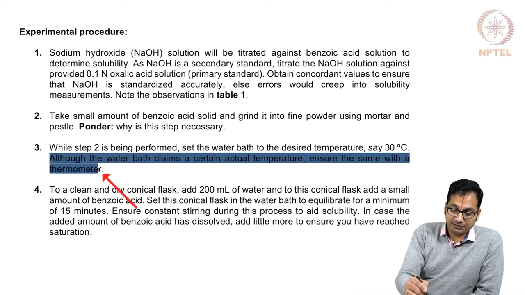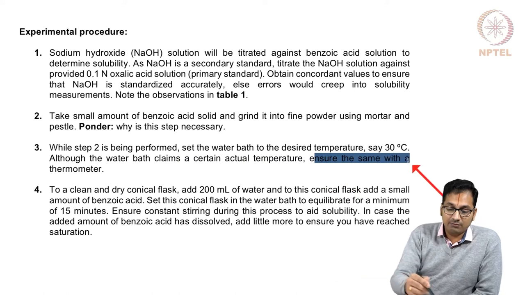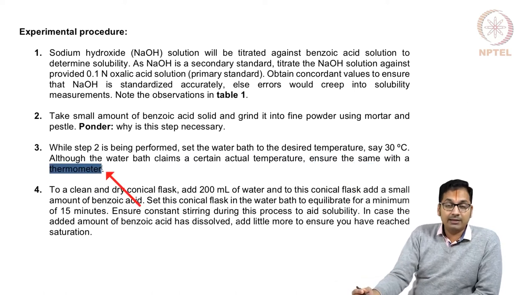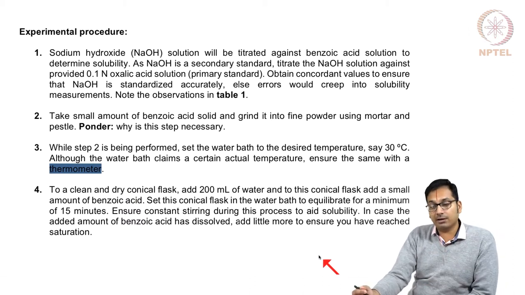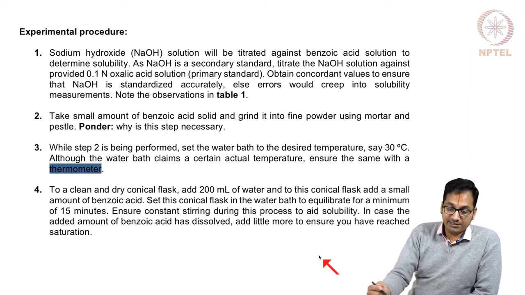Yeah, that's exactly what is written here. Although the water bath claims a certain actual temperature, ensure the same with the thermometer. Otherwise, once again, this is going to end up resulting in a systematic error. And remember, this need not be a constant, it could be a proportional systematic error which cannot be redone unless you calibrate the water bath thermometer temperature. So rather than going through that complexity, it's easier for you to measure the temperature at which the water bath is, so that you can make the analysis in a much easier fashion.